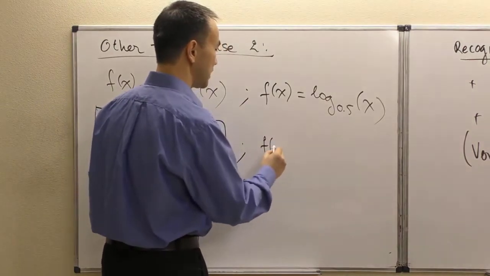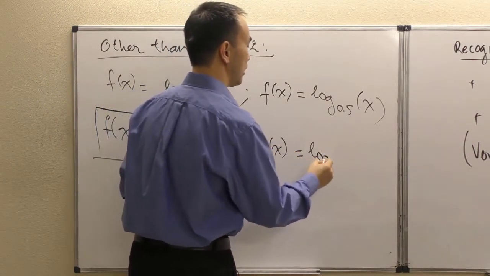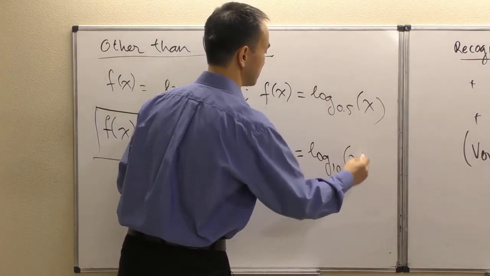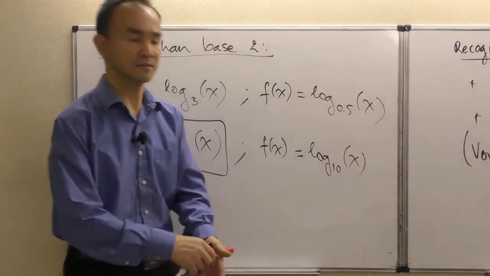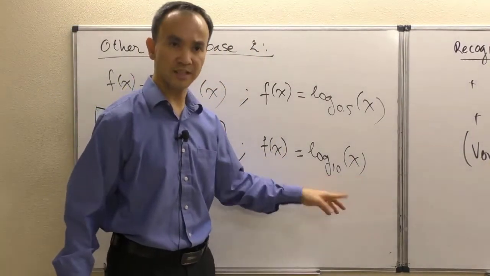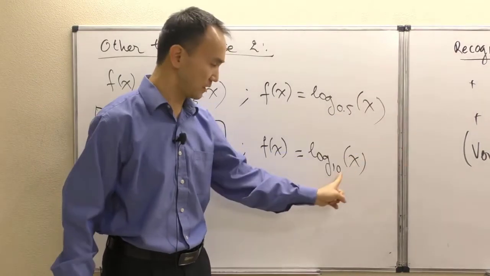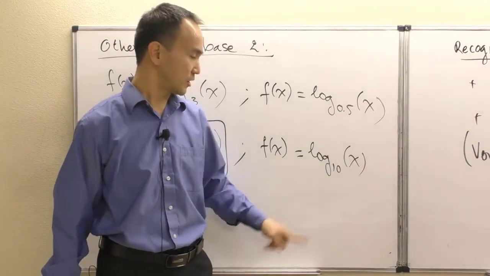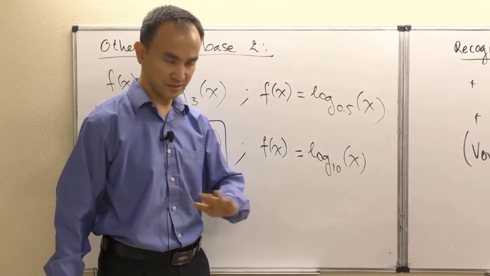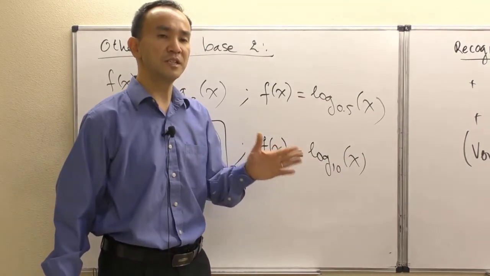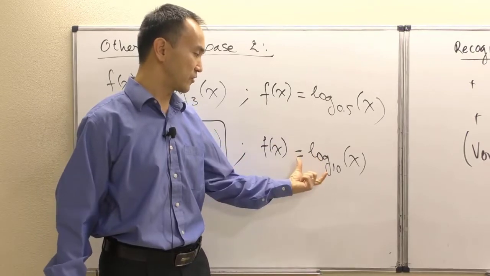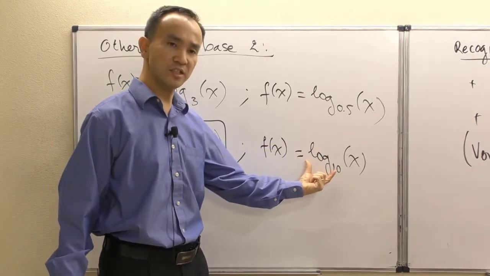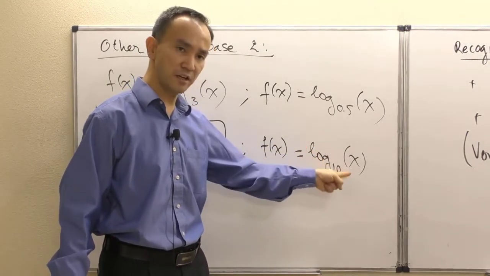We can define f of x equals a log base 10 of x. Sure, why not? As long as the base is a positive value and other than 1. Clearly, it is the case here. All right, and so log base 10 of x is going to be just fine to be defined as a function. So now this rule is stating that we take log base 10 of our input x.